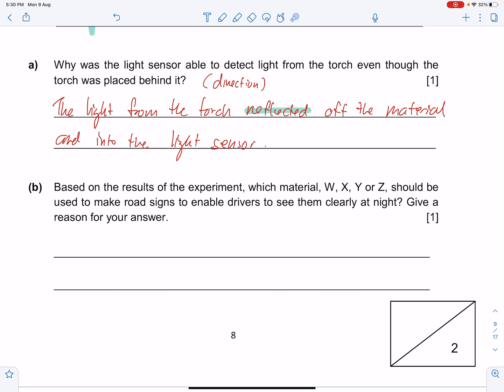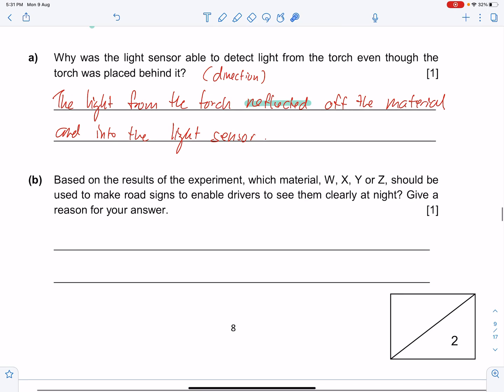Alright, based on the results of the experiment, which material, W, X, or Y, should be used to make road signs to enable drivers to see them clearly at night? Give a reason for your answer. So for this question, you need to understand that you have to look at what some of the key ideas are. So it is at night and you want the road signs to be seen clearly.